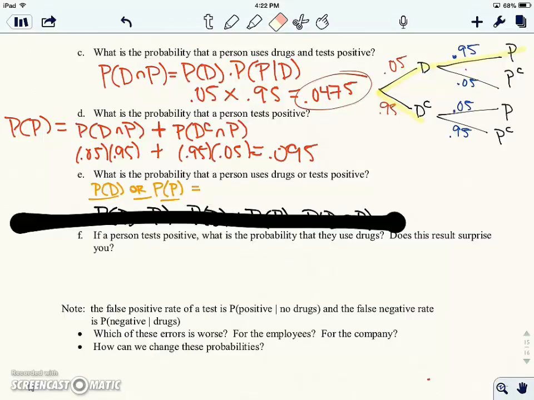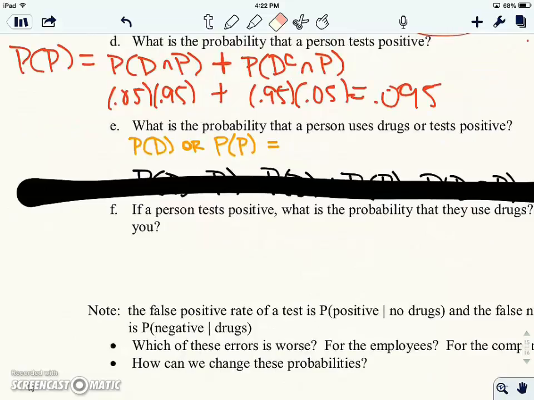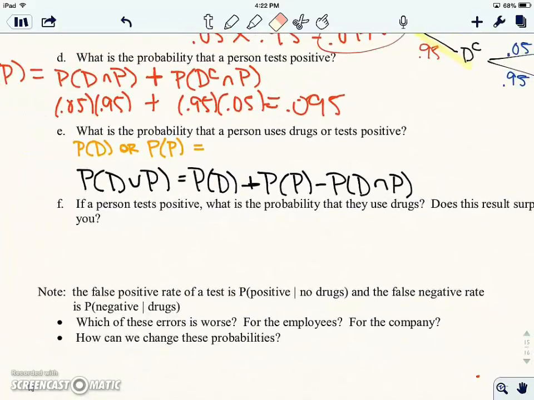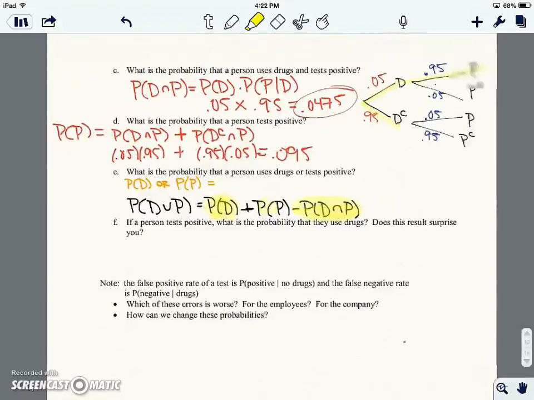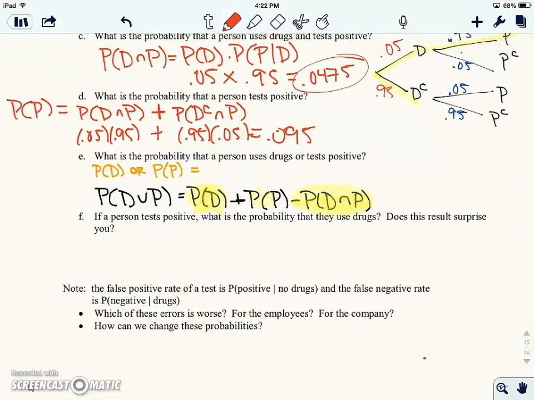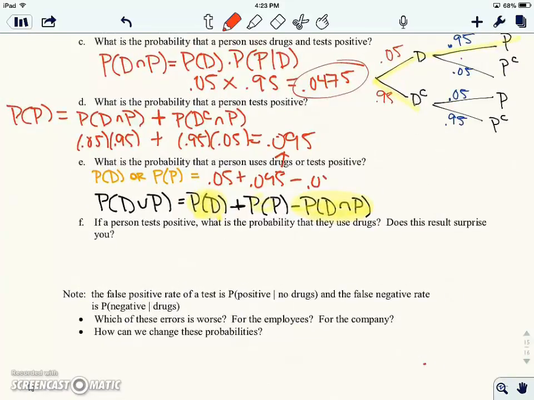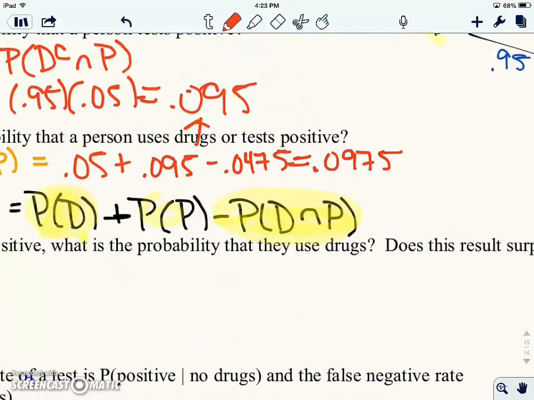Now it says, what is the probability that a person uses drugs or tests positive? Okay, so probability of drugs or positive. Well, that's going to be our addition formula. Drugs or positive, that's the probability of drugs plus the probability of positive minus the overlap, because these people that are using drugs have already been counted even though they tested positive. So the probability of using drugs is 0.05 plus the probability of testing positive, which is up here, 0.095, minus the overlap, drugs and positive, 0.0475, and you get 0.0975 or 9.75%.